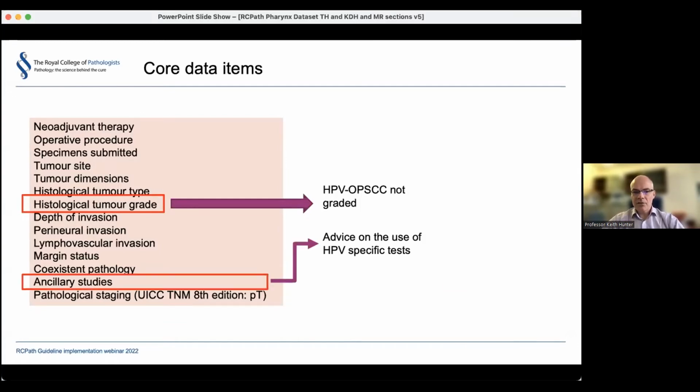Elements related to the ancillary studies, we provided some extra notes in relation to that for our practice in the UK. And then there was the recommendation for the use of TNM8, although it has to be said that a number of ongoing clinical trials in the UK are still using TNM7, so there may well be occasions when you will revert to also giving the stage in terms of TNM7.